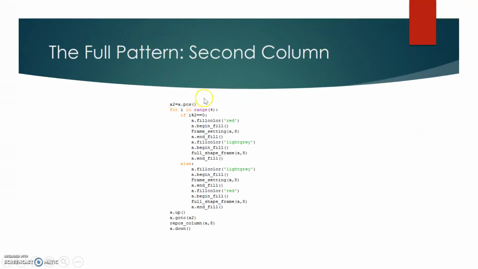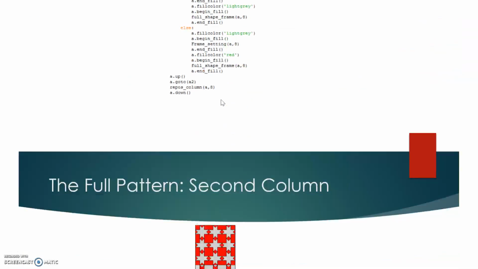The second column is in the same loop as the first column. I'm going to record the starting position of the second column, and I'm going to do the exact same thing but with different colors. And this final piece helps me go back to the starting position I set, and it basically works just like the first column.